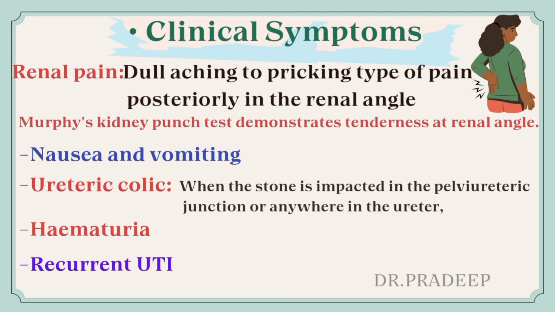Ureteric colic. When the stone is impacted in the pelviureteric junction or anywhere in the ureter, it results in severe colicky pain originating at the loin and radiating to the groin, testicles, vulva and medial side of the thigh. This may be associated with strangury. The referred pain is due to irritation of the genitofemoral nerve.